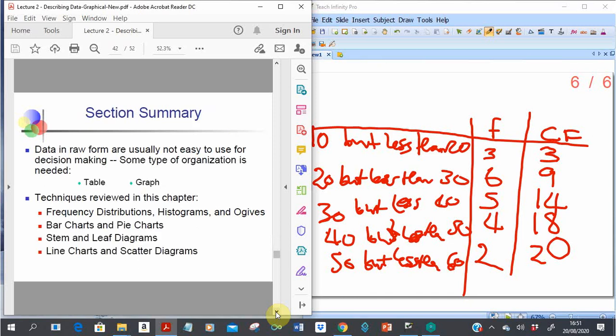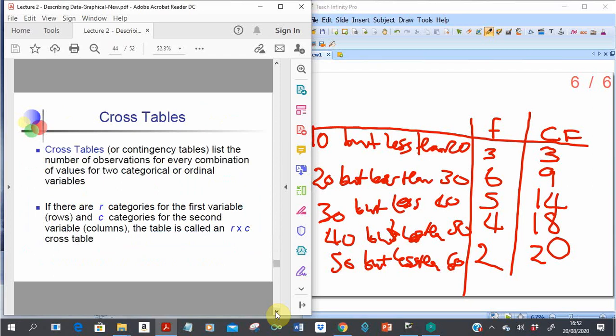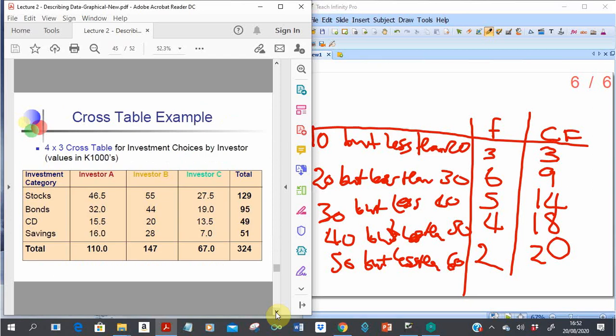Okay, so we've come to the end. Actually, the last thing that we're supposed to do is to see the relationship between two categorical variables, and that is represented by cross tables. So with the cross table, you are able to see the relationship between one variable and the other.